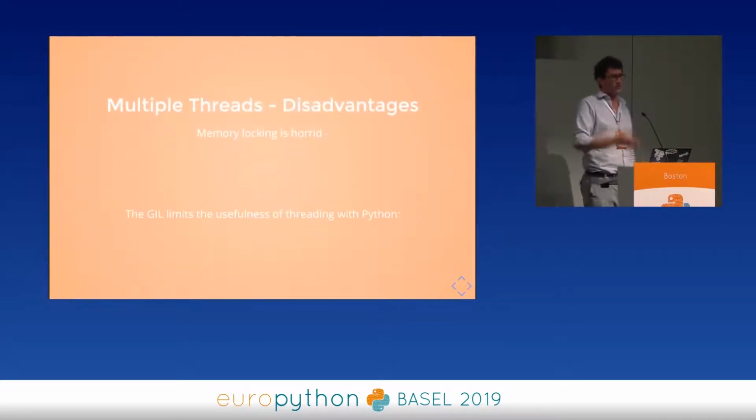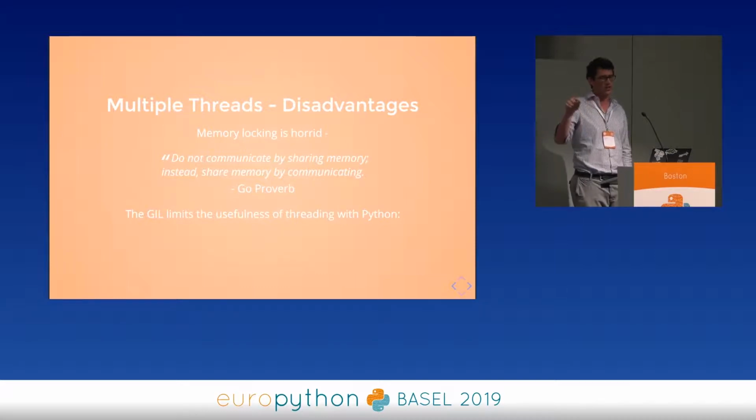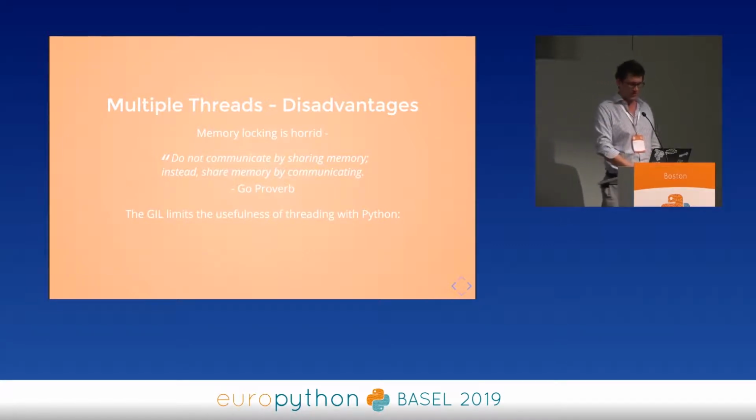And so the disadvantages are kind of exactly the same thing. They share memory, so memory locking is horrid. To use a Go proverb: do not communicate by sharing memory, share memory by communicating. We can do that with Python threading. Python provides some primitives for doing communication between threads that is secure. But if you're not careful, it can all go wrong, and you won't get a nice warning. It'll just burst into flames.